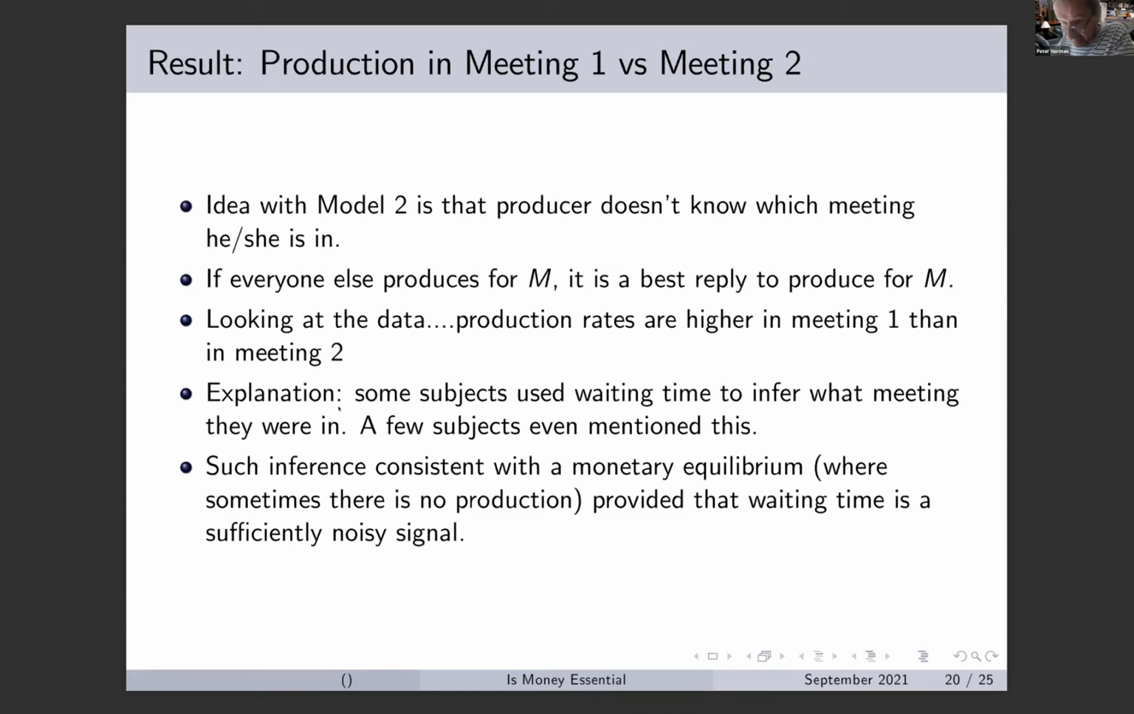Let me also point out that you may worry that if they use waiting time as a noisy signal, then maybe the monetary equilibrium would fall apart. Well, it would if the signal is precise enough, but as we work out in the paper, as long as the noisy signal is sufficiently imprecise, the model still admits a partially monetary equilibrium where there are some meetings with no production, but with production in most meetings.